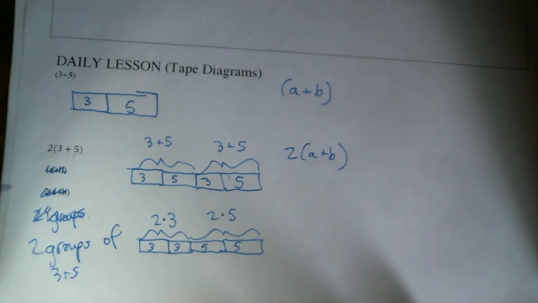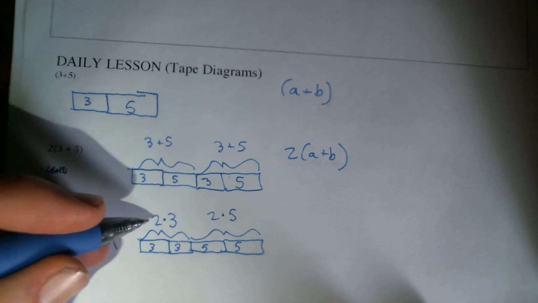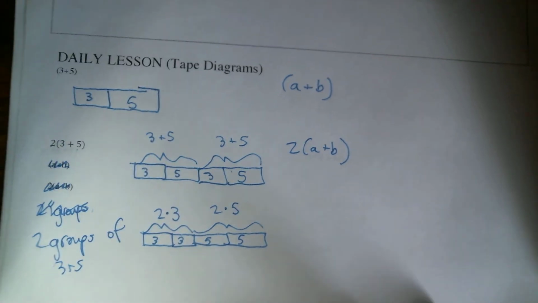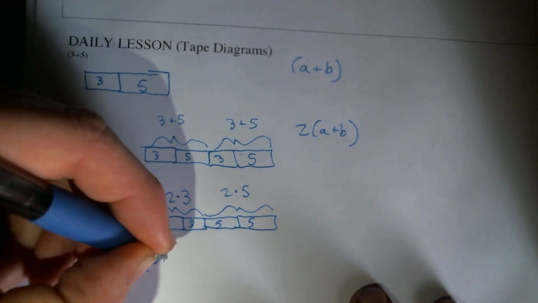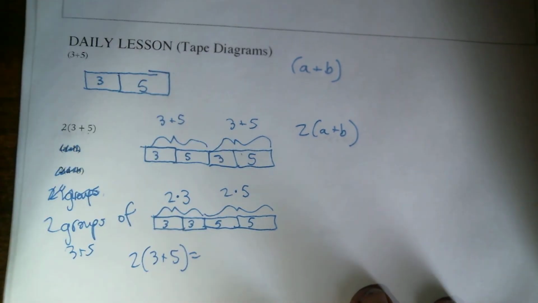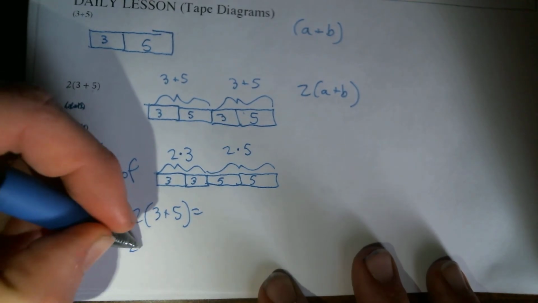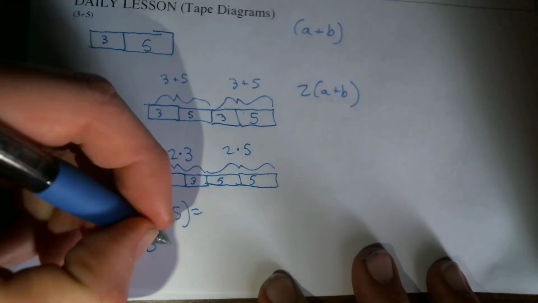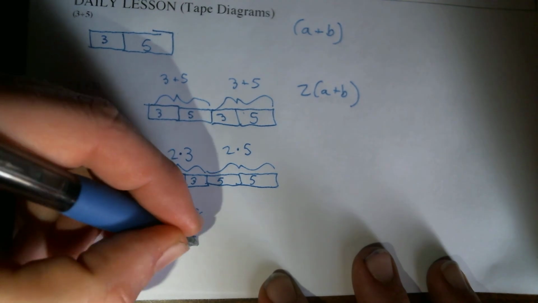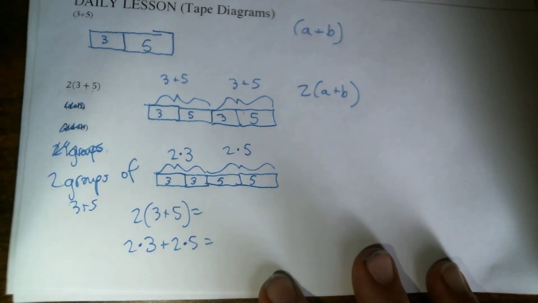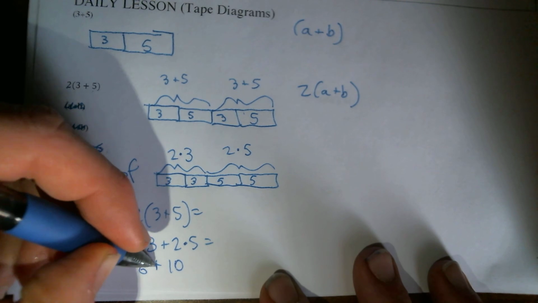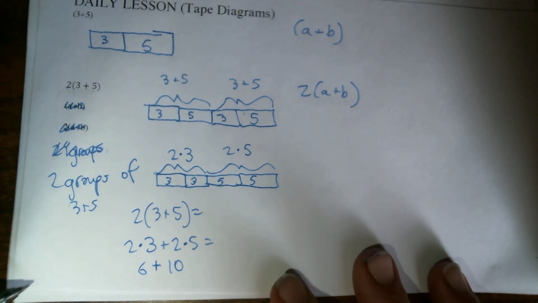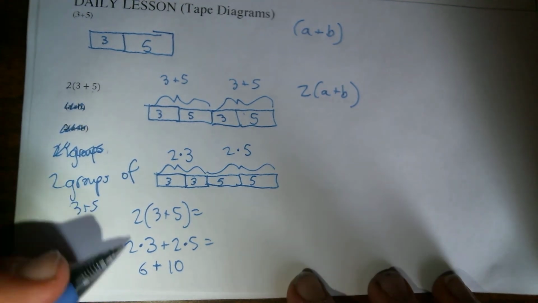So knowing that, look at what we can say. We can say 2 times 3 is 6, and 2 times 5 is 10. So it looks like I can tell you 2 times 3 plus 5 is the same thing as taking 2 times 3 and adding it to 2 times 5. So we just multiply that outside number by each of the inside terms. So I know it's 6 and 10. So I can arrive at the answer of 16 pretty easily. So I can write this as 6 and 10.